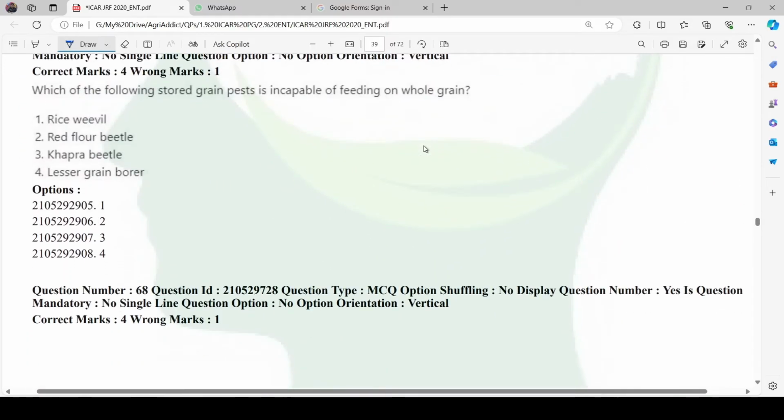Next question is, which one of the following stored grain pests is incapable of feeding on whole grain? Very easy question, that is red flour beetle or Tribolium castaneum. It is the pest that mainly depends on broken or milled product and it is a secondary feeder. But the rest, rice weevil, khapra beetle, lesser grain borer, are capable of feeding on whole grain.